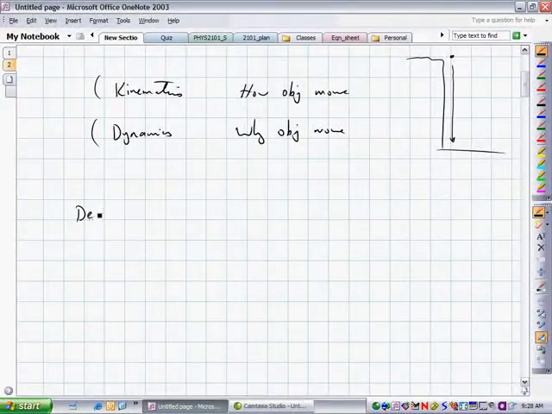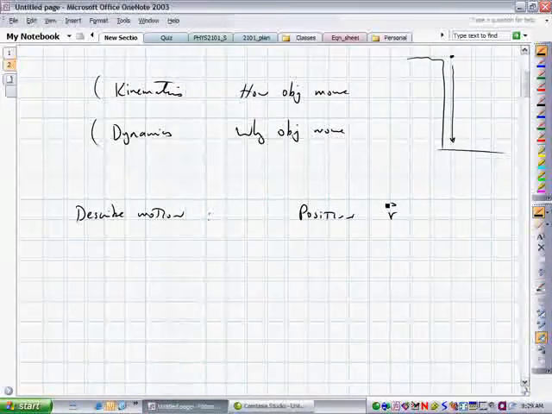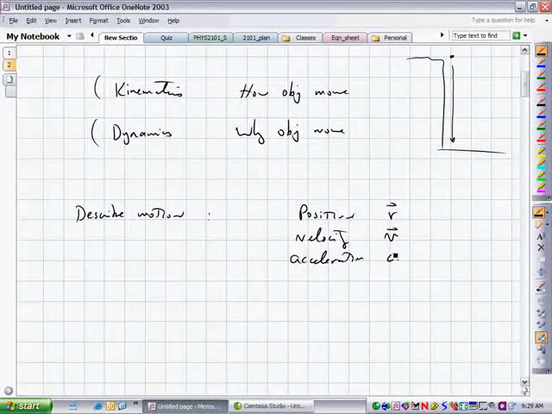Now, to describe motion, we will describe motion in terms of a position vector R, which describes the position of the object, as the name infers, velocity vector V, and acceleration vector A. In each case, for each motion, we have to choose a suitable coordinate system.